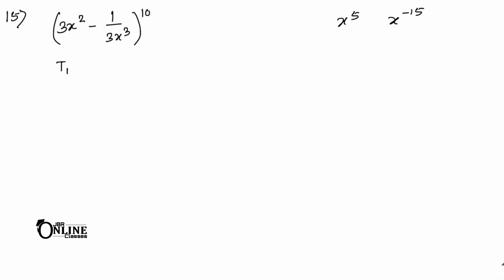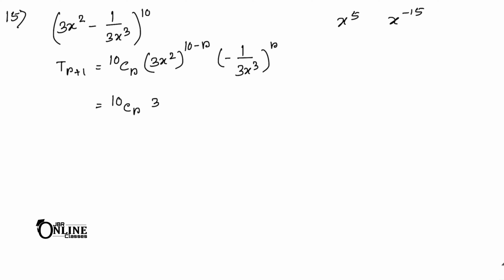So you know that here T(r+1) will be the general term, and here nCr, as 10 is the value of n. So 10Cr, then (3x²) whole to the power 10 minus r. After that here (minus 1 by 3x³) whole to the power r. Okay. So now next one 10Cr, that one will be 3 whole to the power 10 minus r, here (minus 1) whole to the power r, then you can write down here x to the power 20 minus 2r.